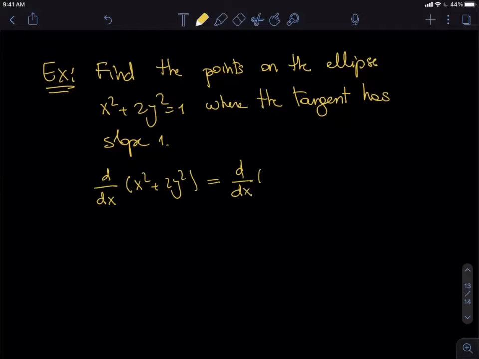Another option, because we have an ellipse, would be to solve for y, but then we will have square roots and plus and minus, and it will be quite messy.